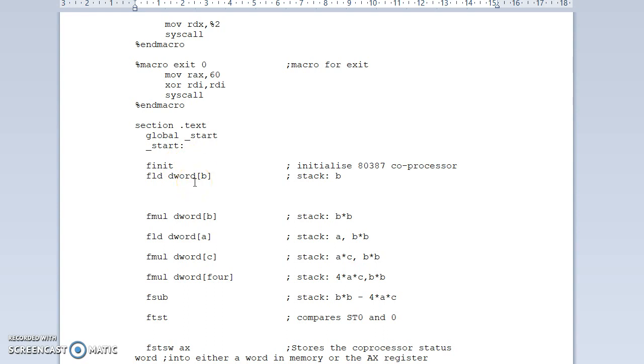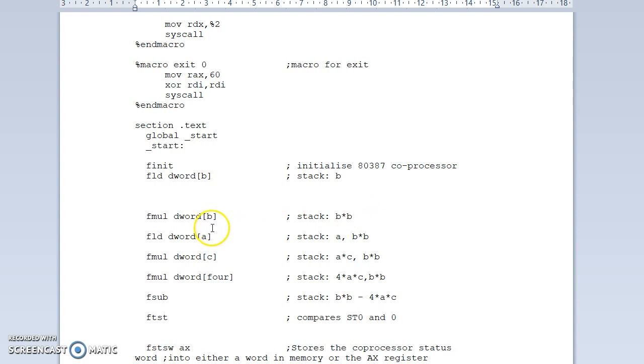FLD operand: what it does is that the operand is stored in the top of the stack. So what will happen is B will be stored in the top of the stack. FMUL: the operand will be multiplied with the value in the top of the stack. So top of the stack was having B, and operand is also B. So B will be multiplied with itself. So you'll get B square in the top of the stack.